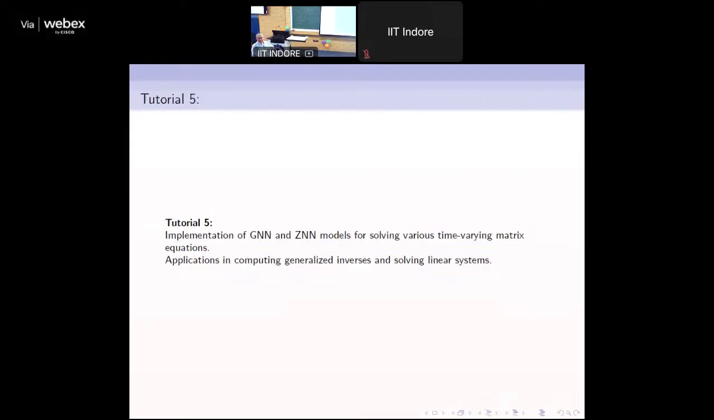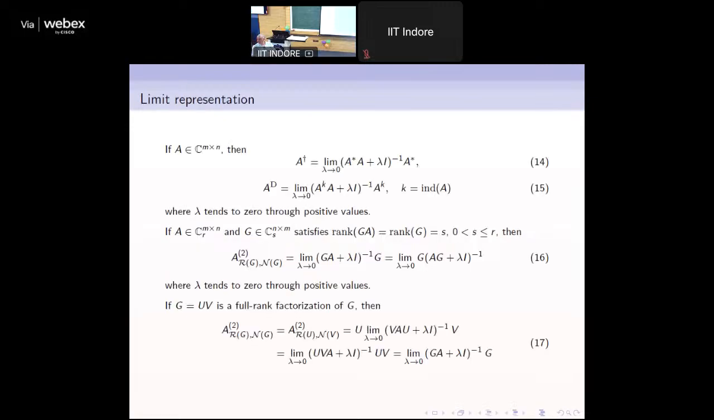Here is the tutorial, which was approximately 1 hour. It is an introduction to generalized inverses. This stuff we will continue later. Probably now it's time to ask questions. If you have a question, please.